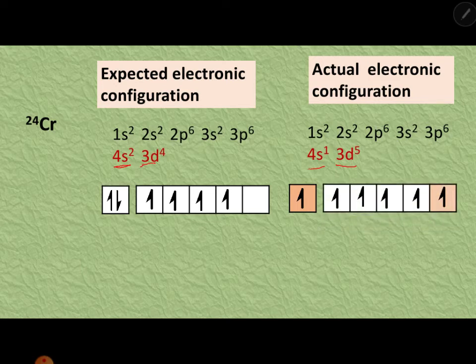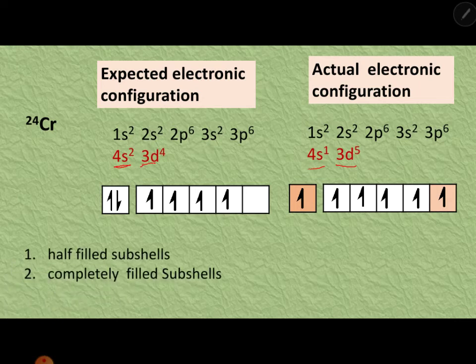Here you need to understand what kind of subshells are more stable. There are two types of subshells that are more stable. Number 1, half-filled subshells, and number 2, completely filled subshells. Because in these two cases, electrons are distributed symmetrically in the orbitals.